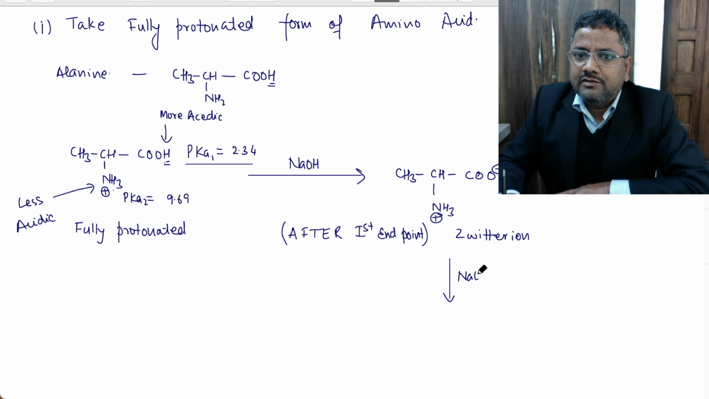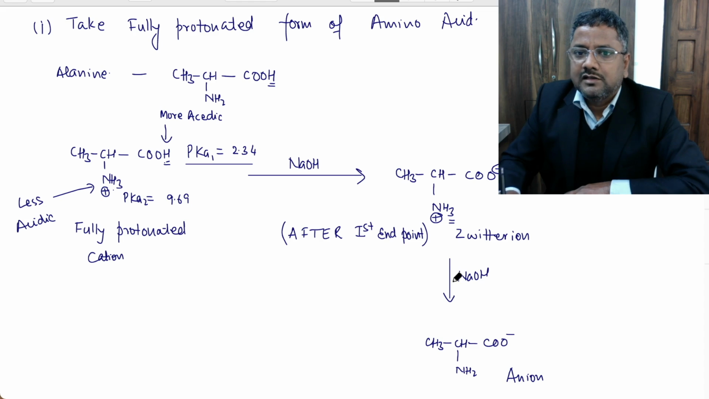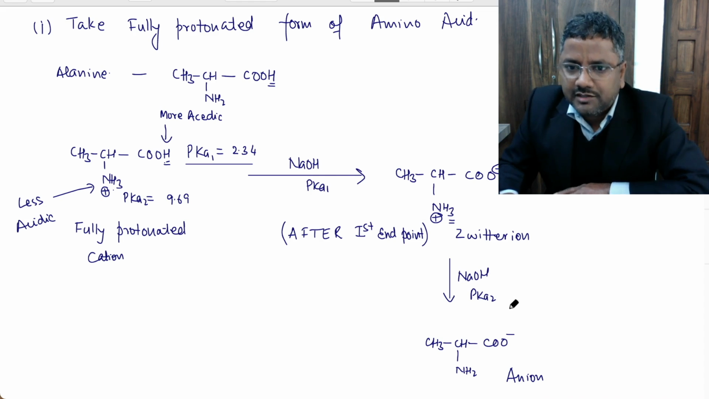Keep on adding NaOH. So now this proton will go, and finally you will get CH3CH NH2 COO minus. This is the anion. This is the cation, and this is the zwitterion. So here pKa1 is used, and here pKa2 is used, meaning the second proton is used. Clear?